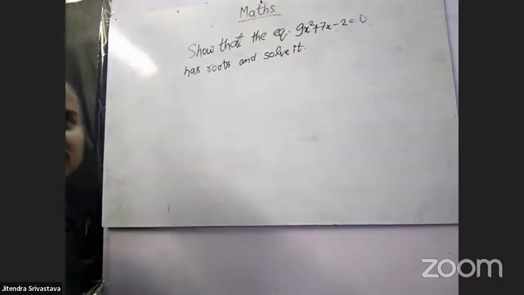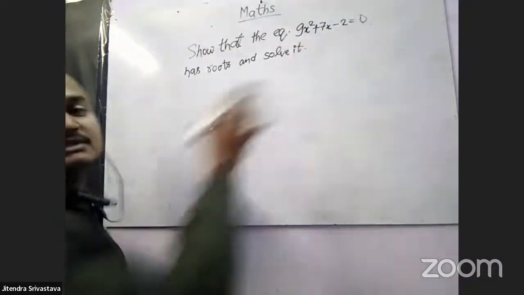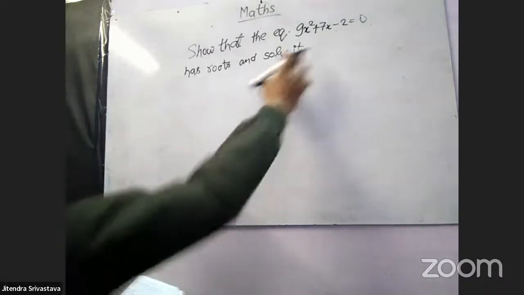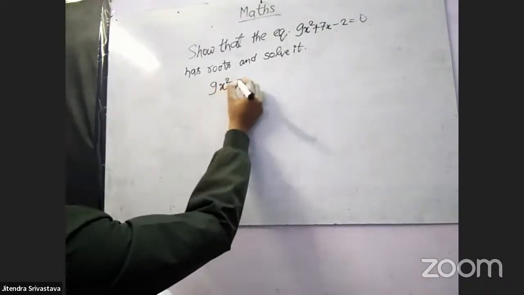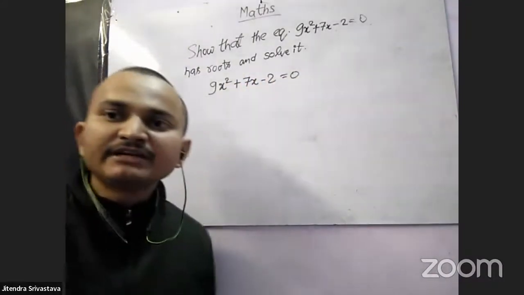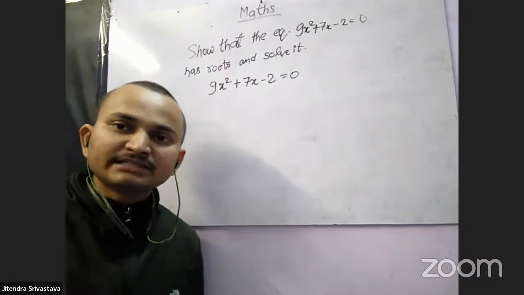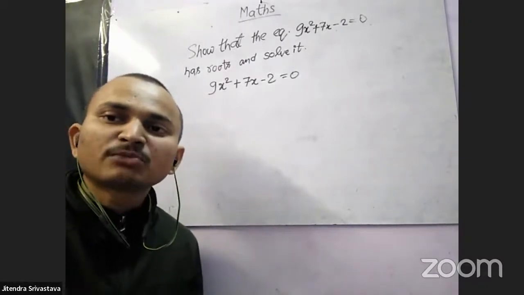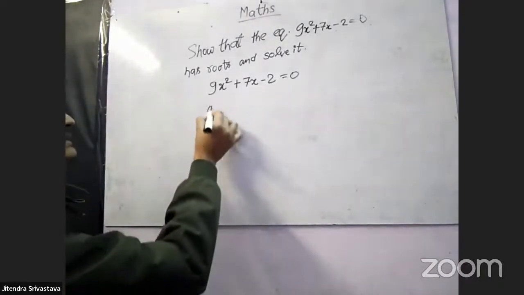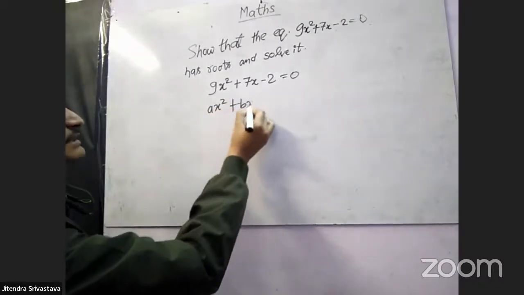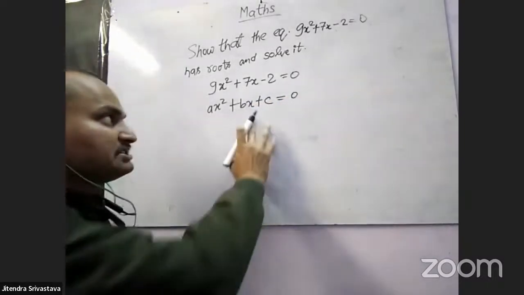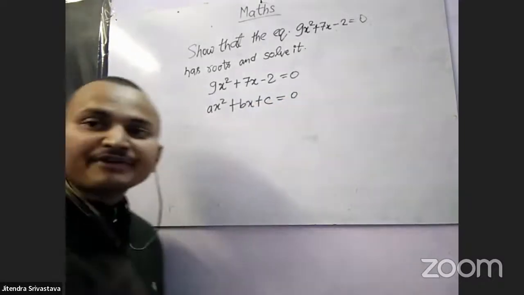How will we solve it? First of all, we have to show that this equation has real roots. So how will we solve? See here, compare it. The equation is 9x squared plus 7x minus 2 equals 0. We will now find the values of a, b and c by comparing it with the standard form of a quadratic equation. What was that standard form? The standard form was ax squared plus bx plus c equals 0. Comparing this with this equation, we will get the values of a, b and c.